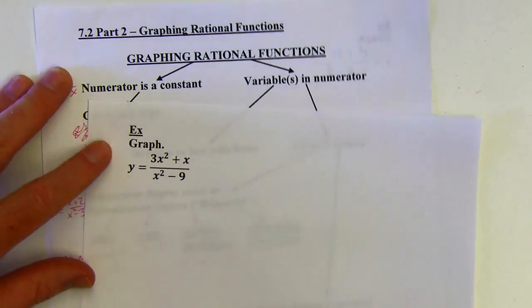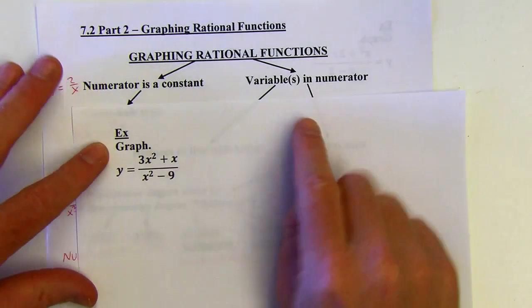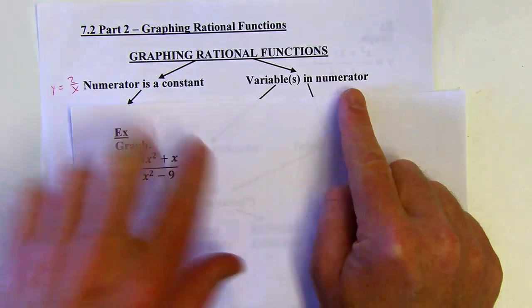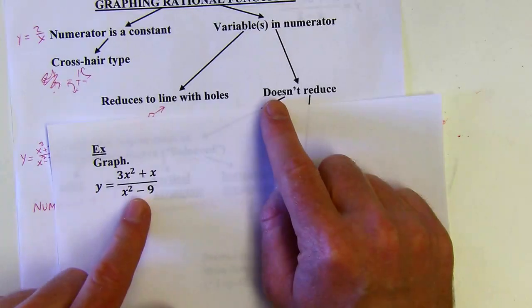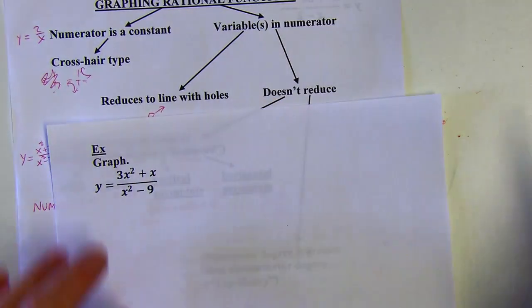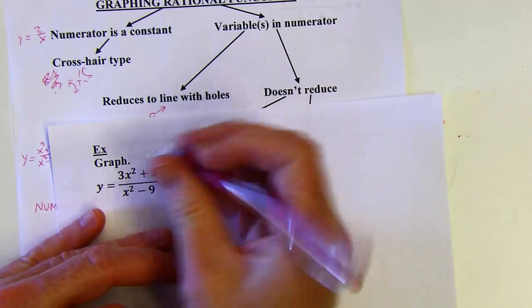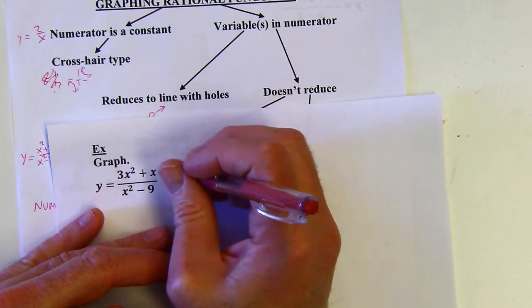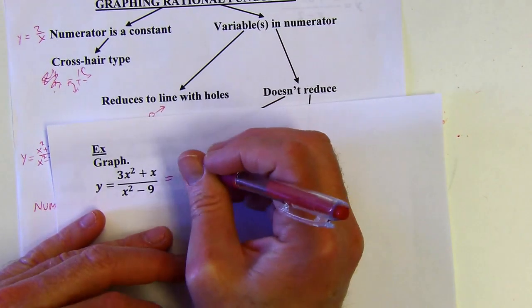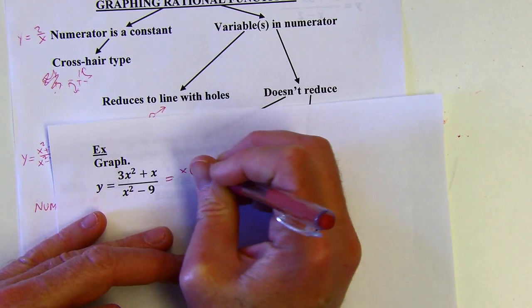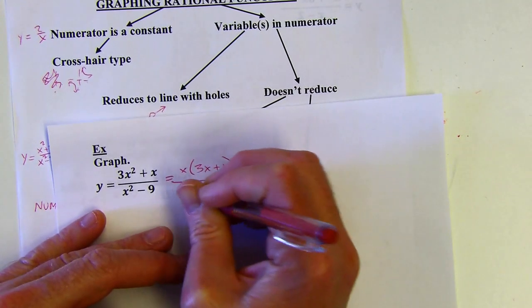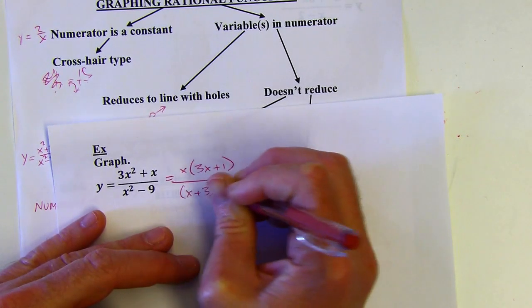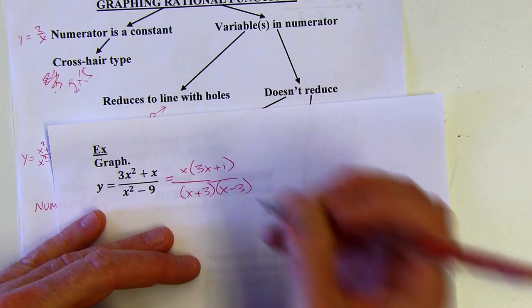So first thing I'm thinking is that this does have a variable in the numerator, okay? So then will this reduce? So might want to try factoring this. That's always a good first step, because sometimes you can simplify things in a big way and it makes life easier. So factoring this, I can see it's not going to reduce.